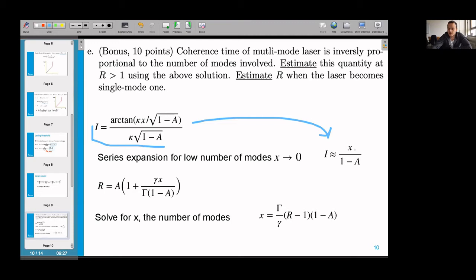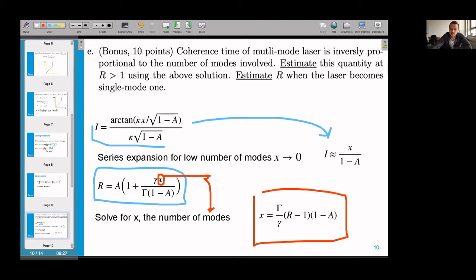So the number of modes divided by 1 minus A. And now we simply replace into our equation that we have previously for R that depends on A here. But now bear in mind we have this x that is the number of modes. So we need to solve for this x this time. And just by performing simple algebra on this equation, we can find the final result for x. So this will be the number of modes depending on R and A.